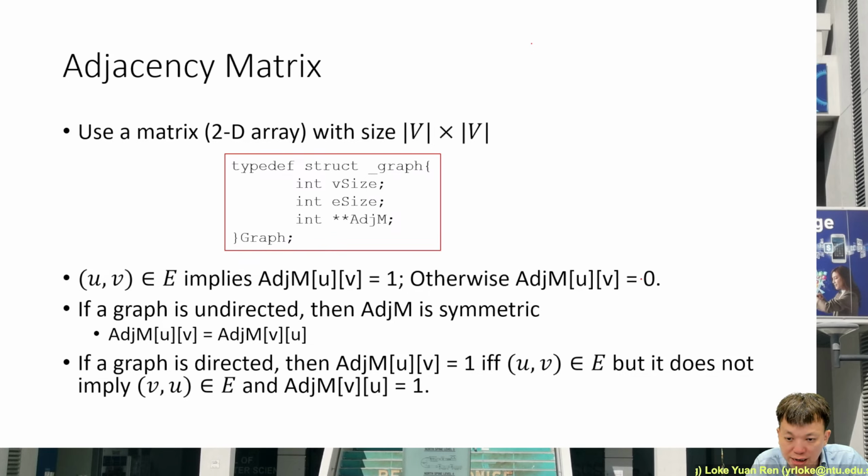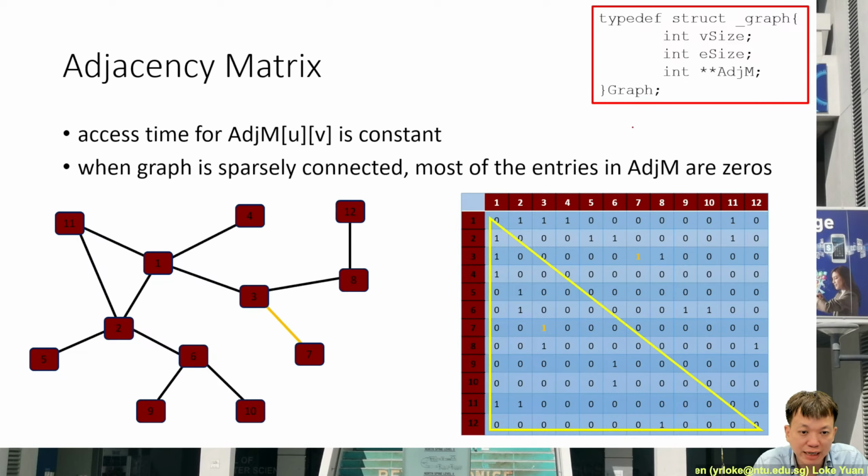Then if a graph is undirected, you expect that the matrix will be symmetric. I think I have an example. In this example, this is an undirected graph. Since this is an undirected graph, 3 and 7 are adjacent nodes. 3 is adjacent to 7, and 7 is adjacent to 3. So it's not surprising that at location 3, 7 the value is equal to 1, and the same thing for 7, 3, this location is also equal to 1.